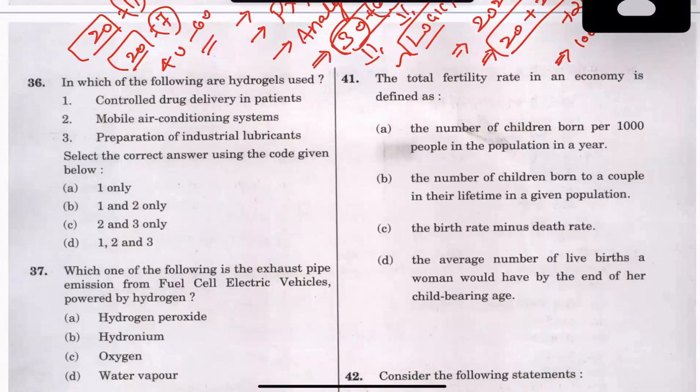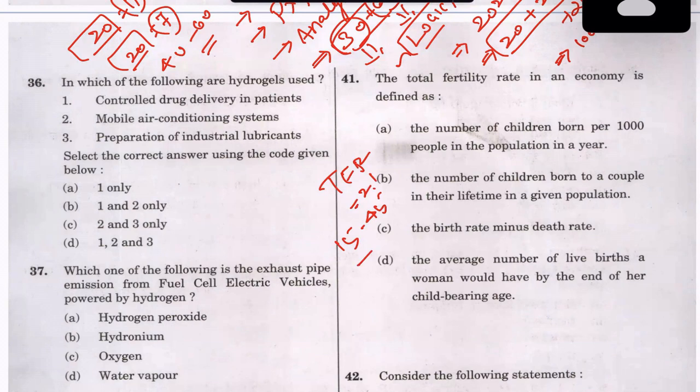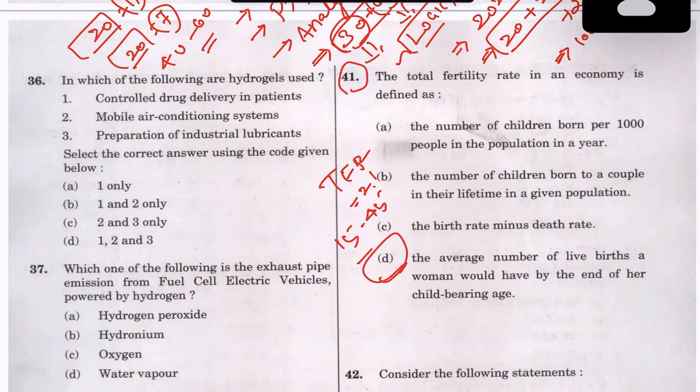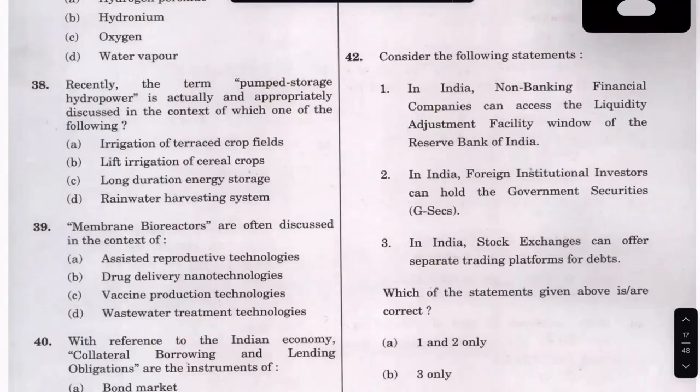Total fertility rate in an economy is defined as number of, see, this is very simple. Total fertility rate, how many average number of live births by the end of, that is 15 to 45 is the year range that we have. It's very, very straightforward. There is no twist in this question. This question should have been attempted easily.